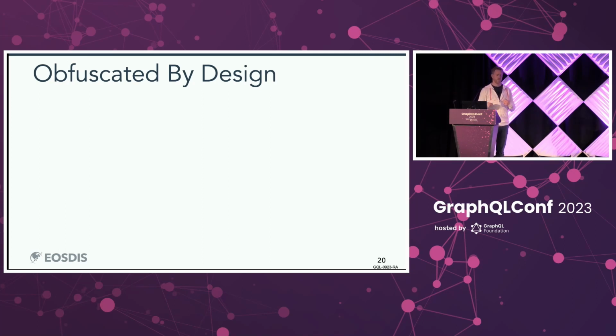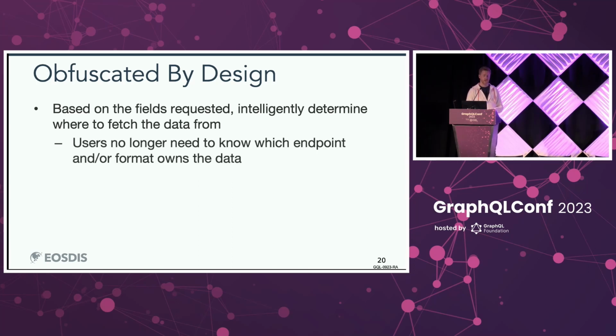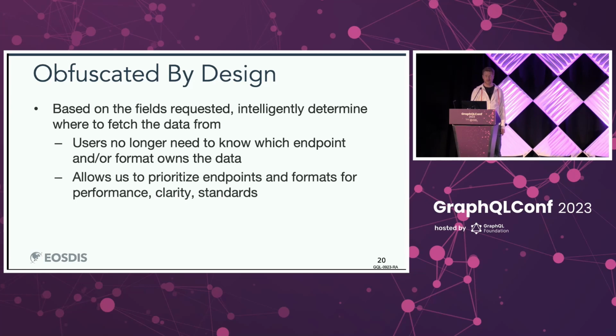So ultimately, what I tried to do with this was obfuscate all this stuff, which was by design. I don't want the user to have to know what's going on. Based on the fields the user has requested, can I intelligently determine where to fetch the data from? That includes one being more performant than the other, not just the keys being available on the other one. At this rate, users no longer have to know that the formats even exist. They just know that the GraphQL endpoint exists and the documentation is available to them.